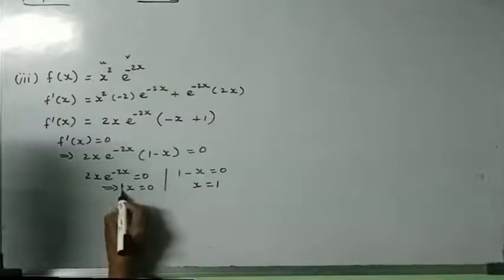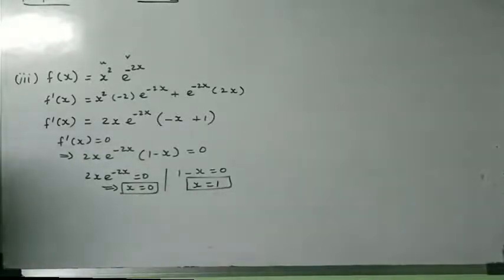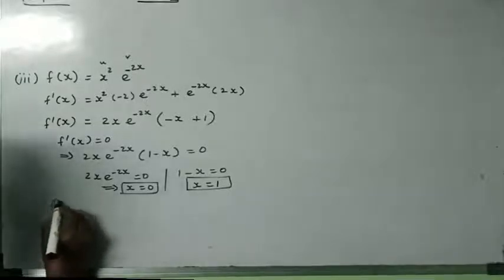So these are the critical numbers. x is equal to 0 and x is equal to 1. So these are the critical numbers. Now let us find f double dash of x.